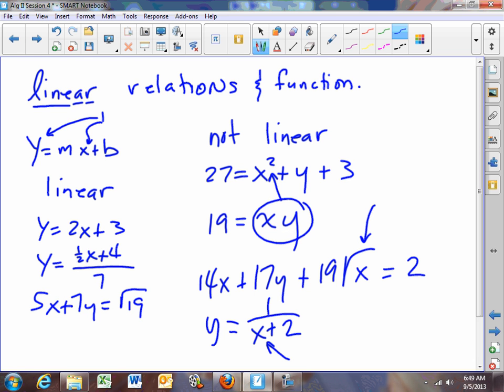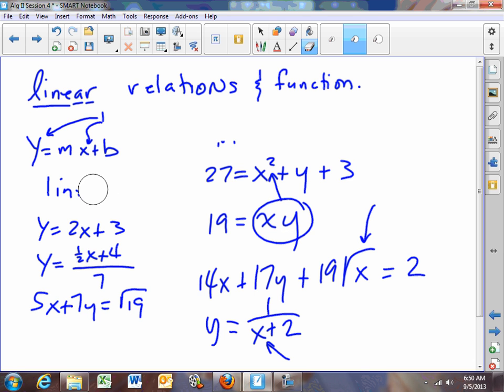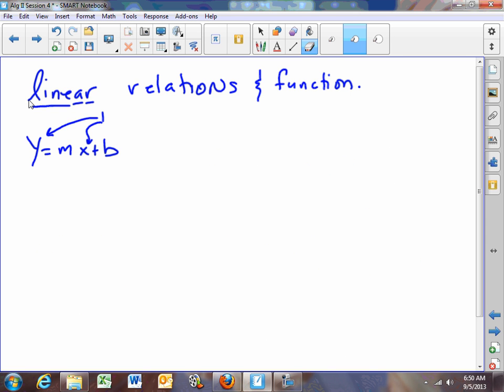Now, you will need to be able to look at equations that generate ordered pairs, in other words, having both x and y, and tell whether their graphs are linear or not. Now, the next thing that we want to talk about is a thing called standard form.